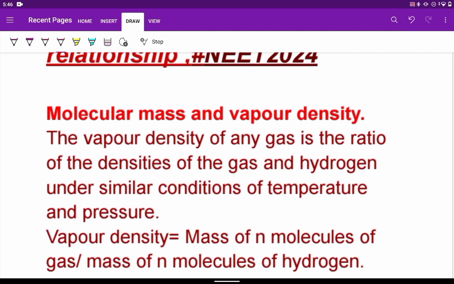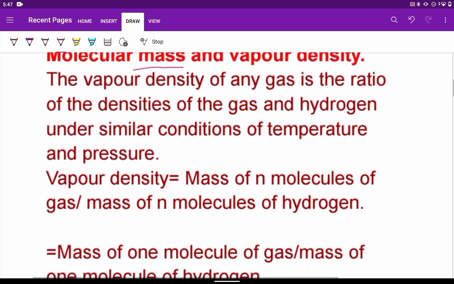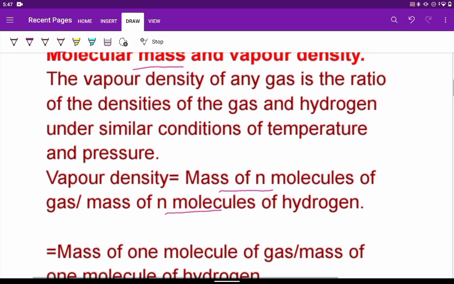So first let us see about molecular mass and vapor density. Now see, in case of a gas, the vapor density of any gas is the ratio of the densities of that given gas and hydrogen. And there should be similar conditions of temperature and pressure. So we can state that vapor density is equal to mass of n molecules of gas divided by mass of n molecules of hydrogen. So n is the number of molecules we are taking.